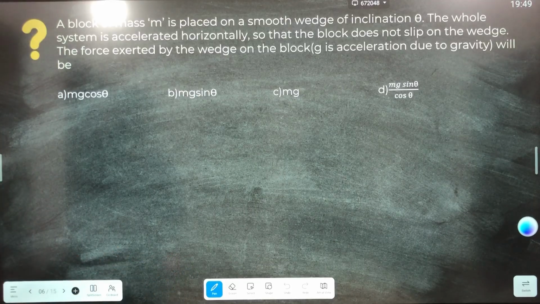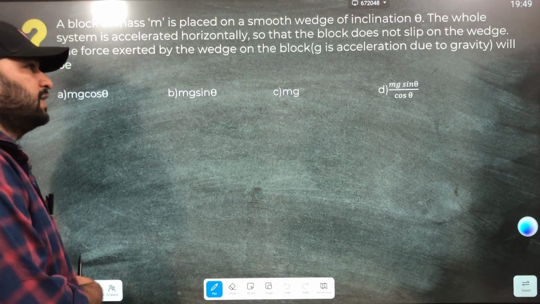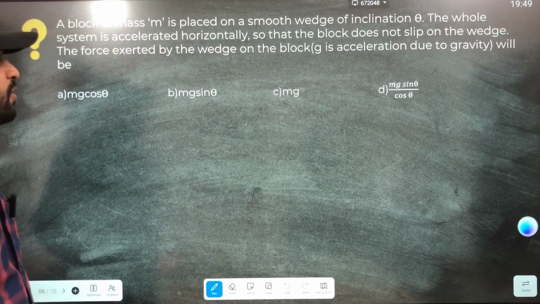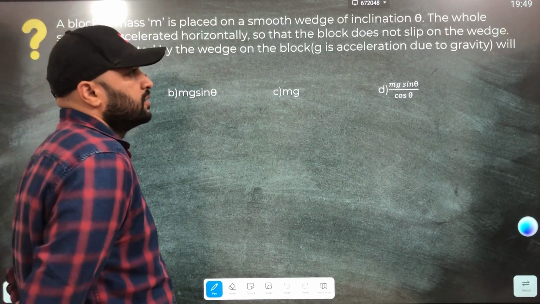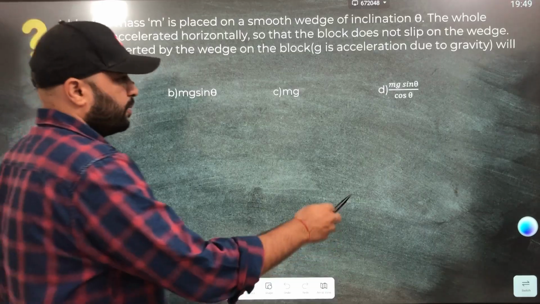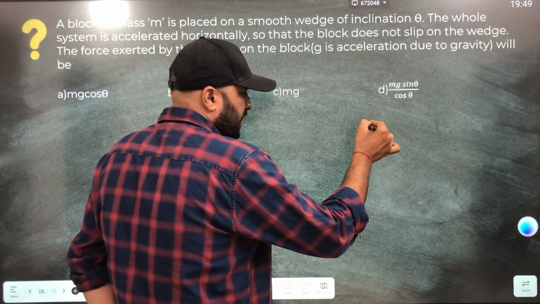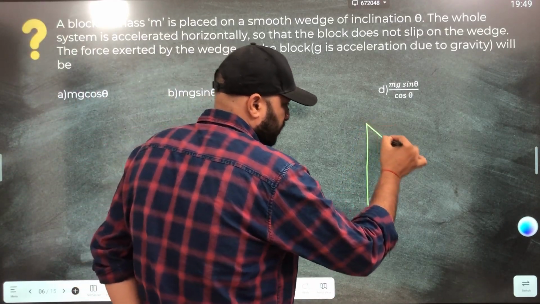Okay, coming back to our next question. A block of mass m is placed on a smooth wedge of inclination theta. The whole system is accelerated horizontally so that the block does not slip on the wedge. The force exerted by the wedge on the block, g is acceleration due to gravity, will be how much? Quite a simple and very common problem from the pseudo force concept.